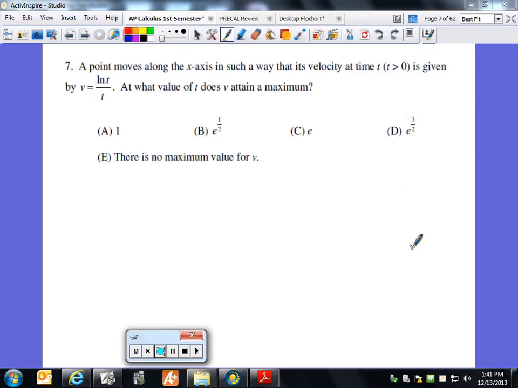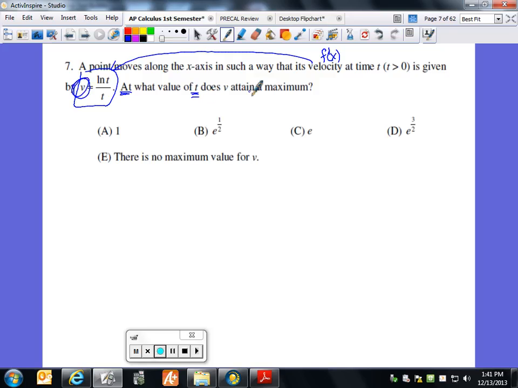Number 7. A point moves along the x-axis in such a way that its velocity, so first derivative, at time t, when t is positive (this is just saying negative time does not exist), is given. So this is my function. Understand that this is the velocity function. This is your first derivative. At what value of t does v, this function, attain a maximum?